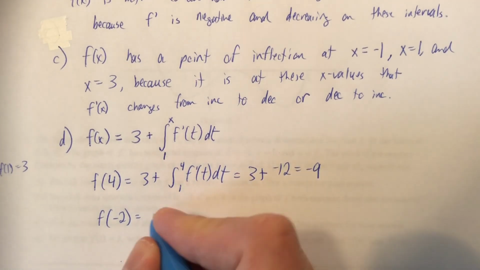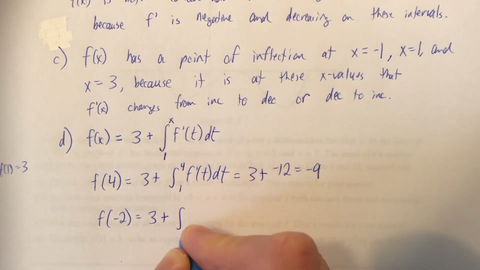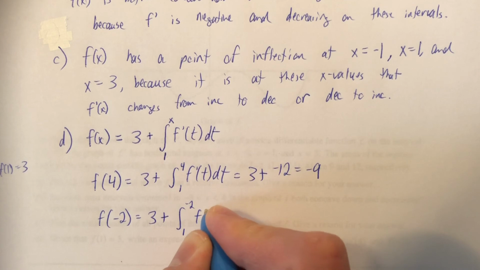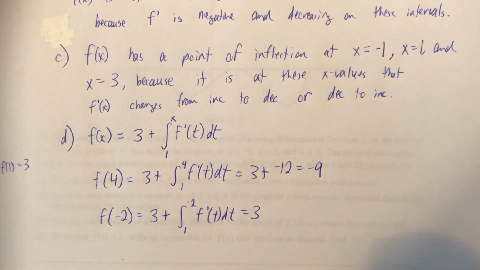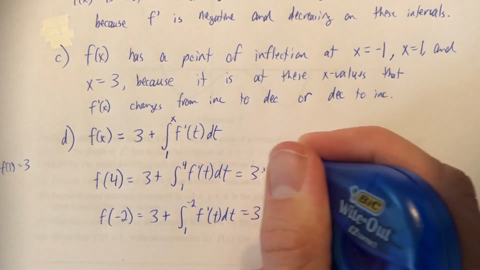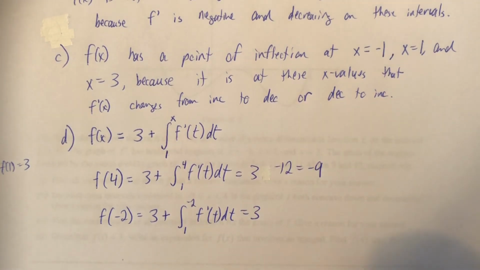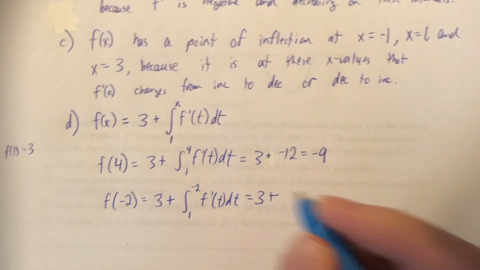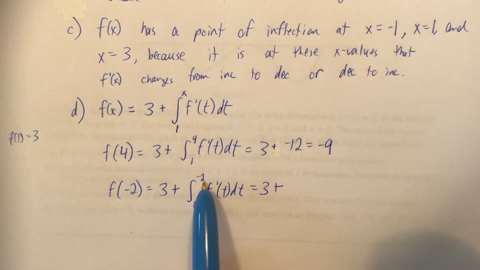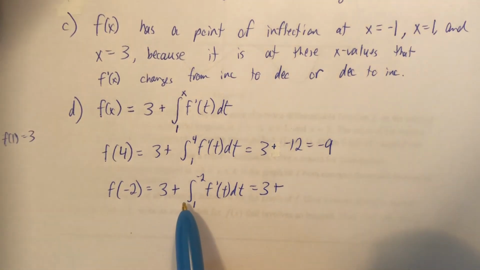Okay? F of -2 is 3 plus, and then the integral from 1 to -2, f prime of t dt equals 3. I'm going to make this plus look more like a plus and less like a t. That's bugging me. There we go. 3 plus, okay, the area from 1 to -2. That's a little backwards. If you want to turn it around and change the sign, you can. I choose not to.